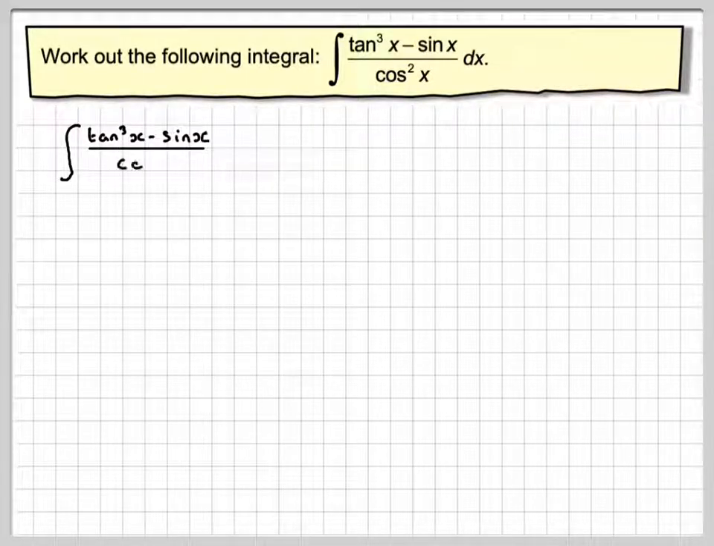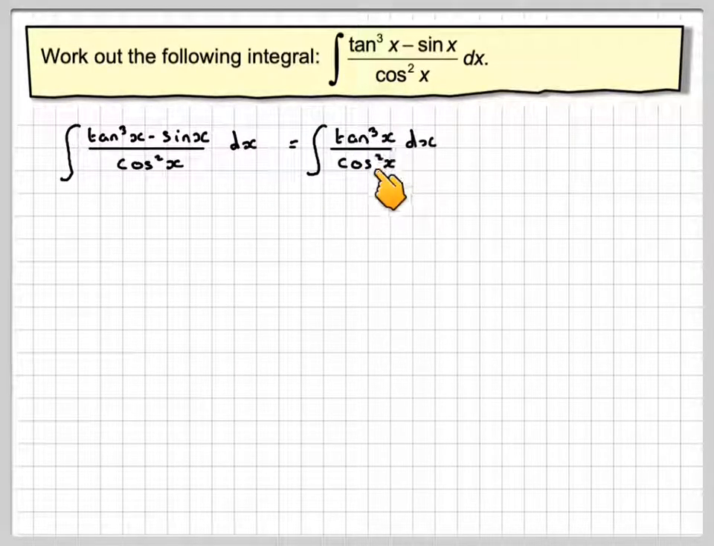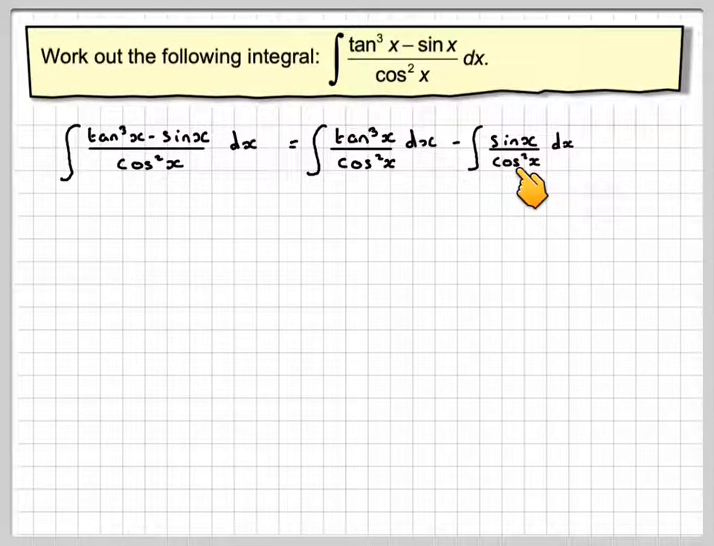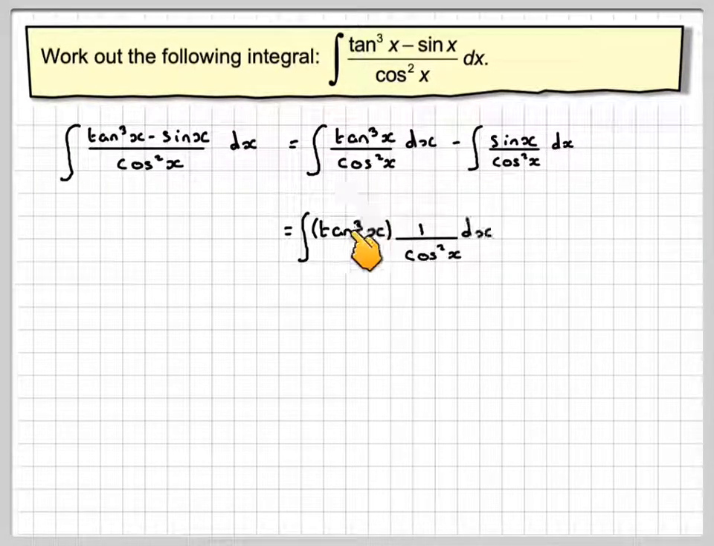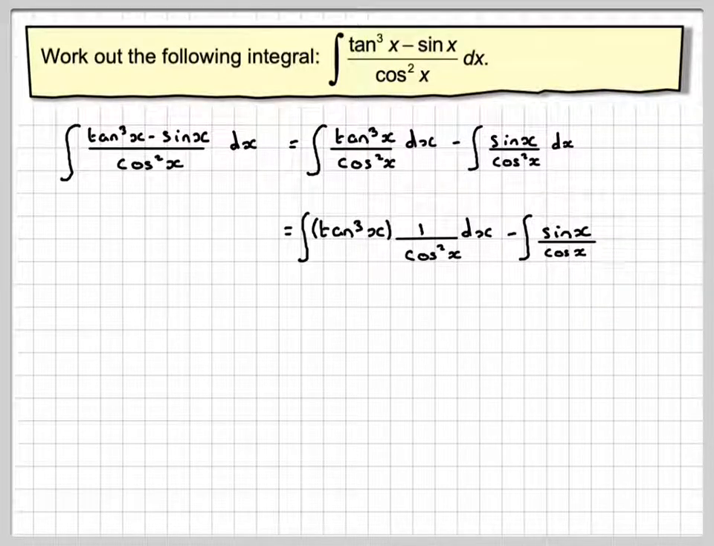So the first step, because we've got a common denominator here, is to split it up into different parts. We've got the integral of tan cubed x over cos squared x dx for that bit, and then minus the integral of sine x over cos squared x dx from that bit. Right, if we now rewrite this one as tan cubed x times 1 over cos squared x, and rewrite this as the integral of sine x over cos x times 1 over cos x dx.